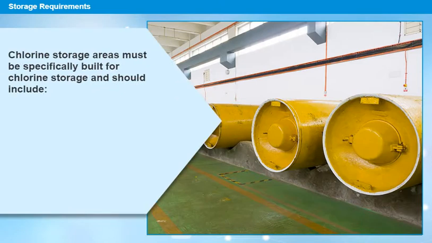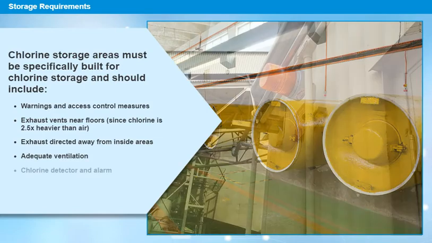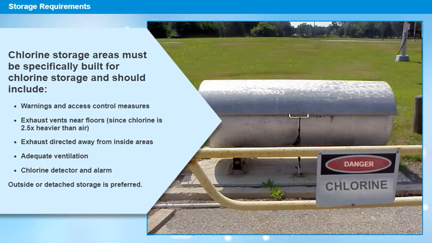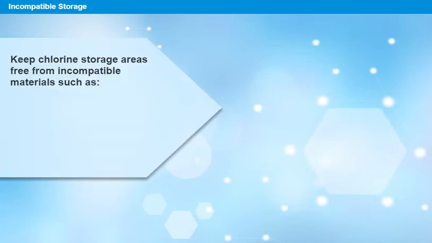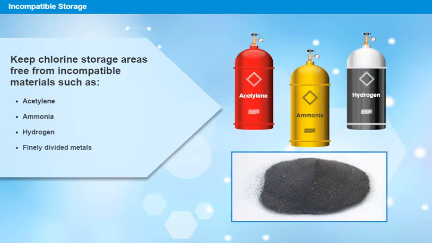Chlorine storage areas must be specifically built for chlorine storage. Safety features should include warnings and access control measures, exhaust vents near floors with exhaust directed away from inside areas, adequate ventilation, and a chlorine detector and alarm. Outside or detached storage is preferred. Keep chlorine storage areas free from incompatible materials such as acetylene, ammonia, hydrogen, and finely divided metals.